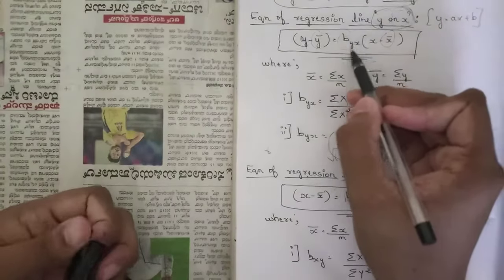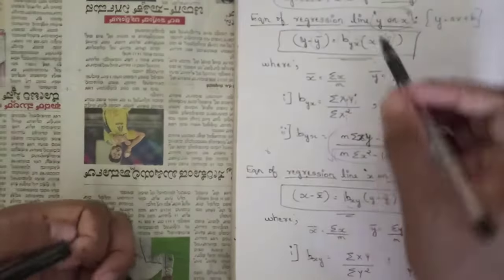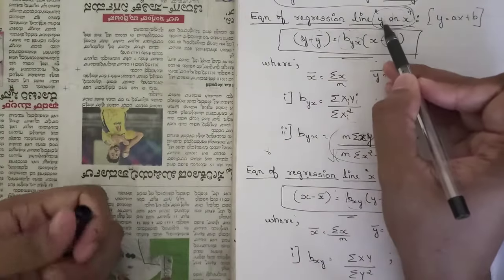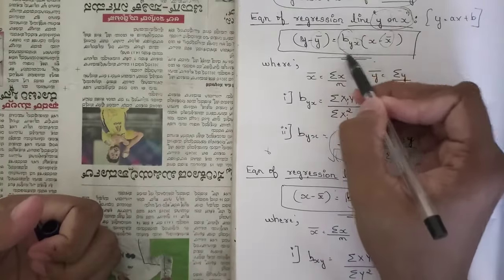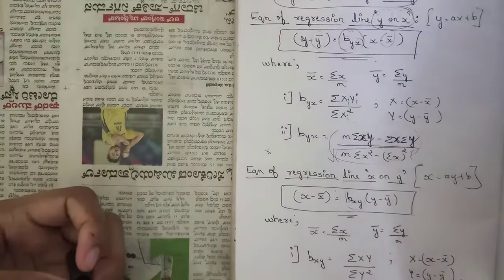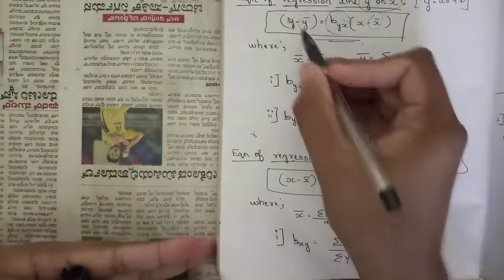Okay, here it was yx, now it is xy. So in order to remember this equation of regression line, whenever there is y on x, we have yx here, and whenever it is x on y, we have xy here. In order to make you remember, the positions are changed.